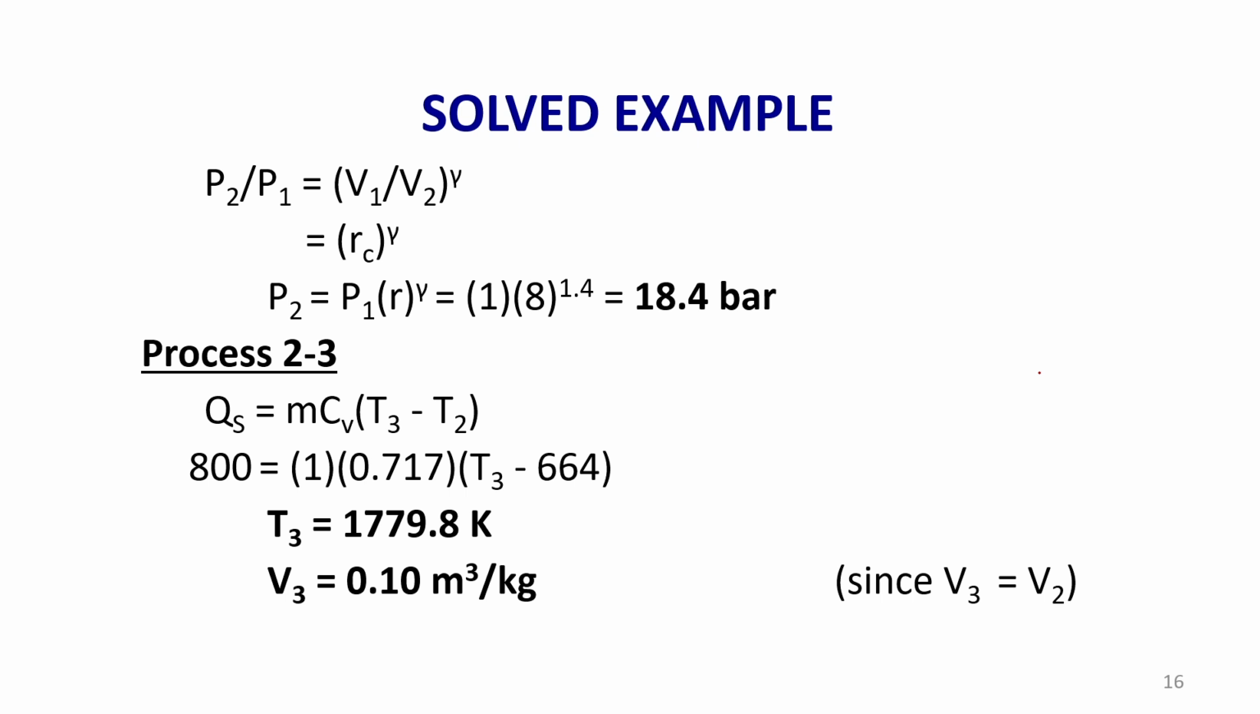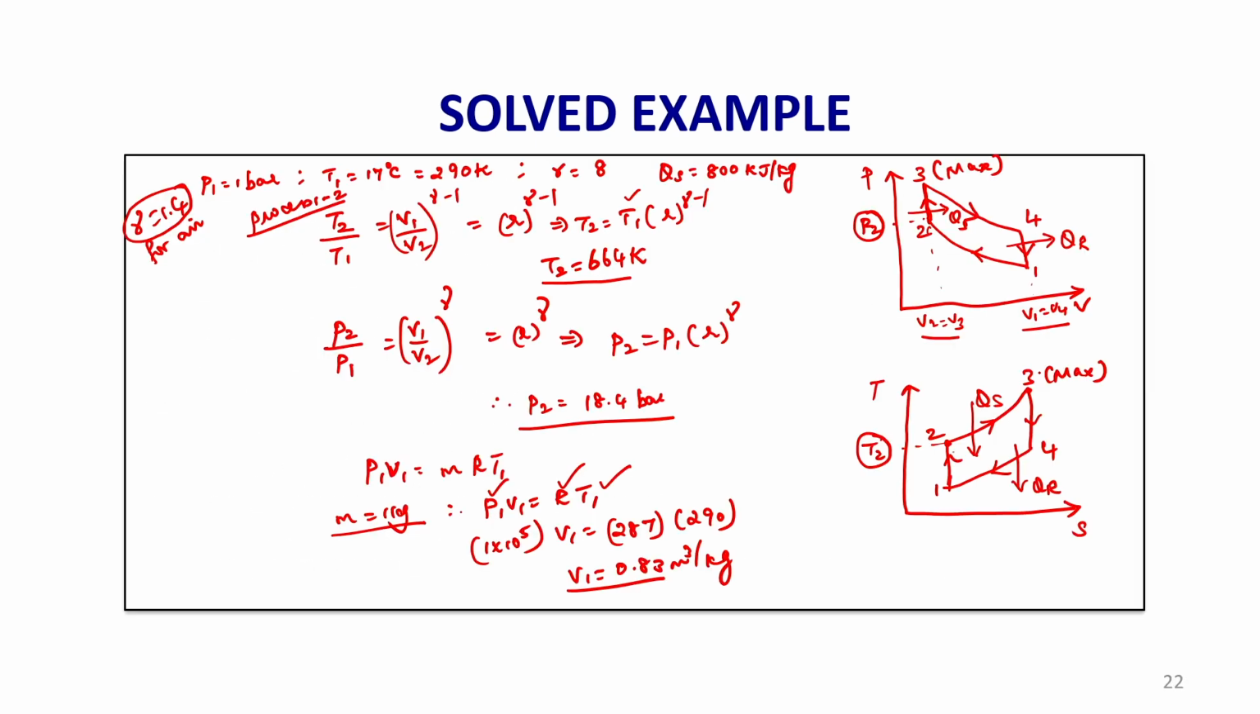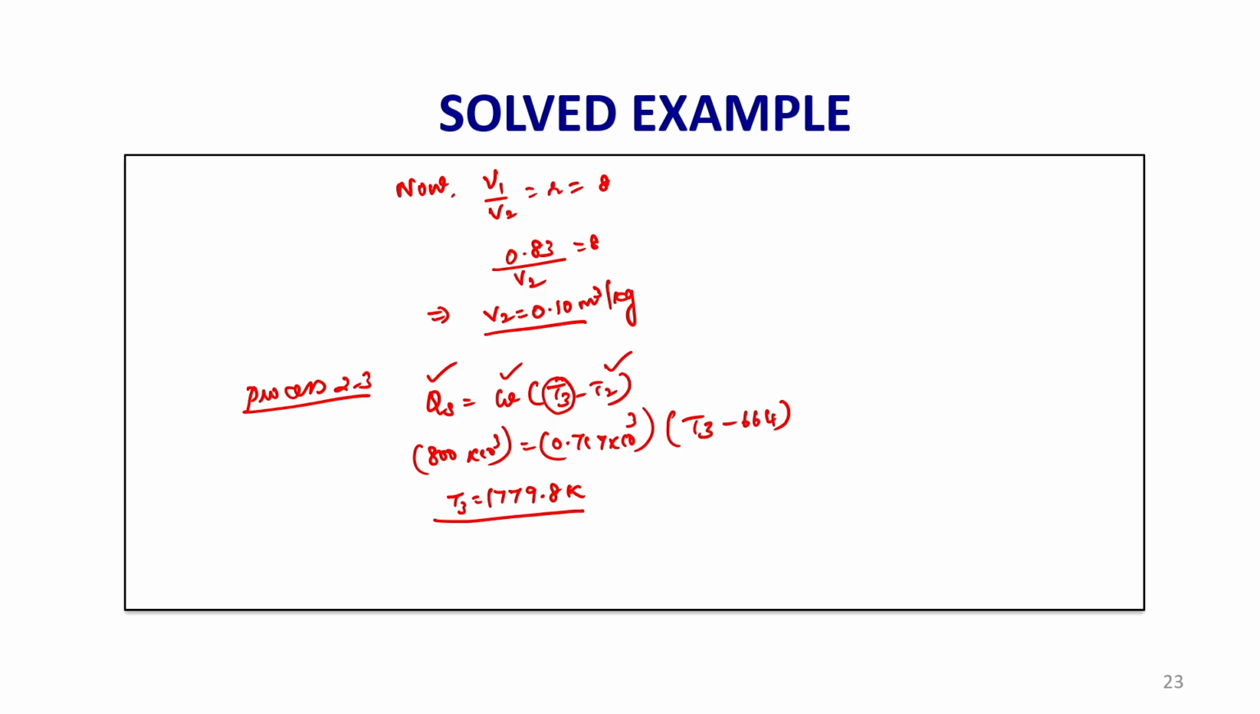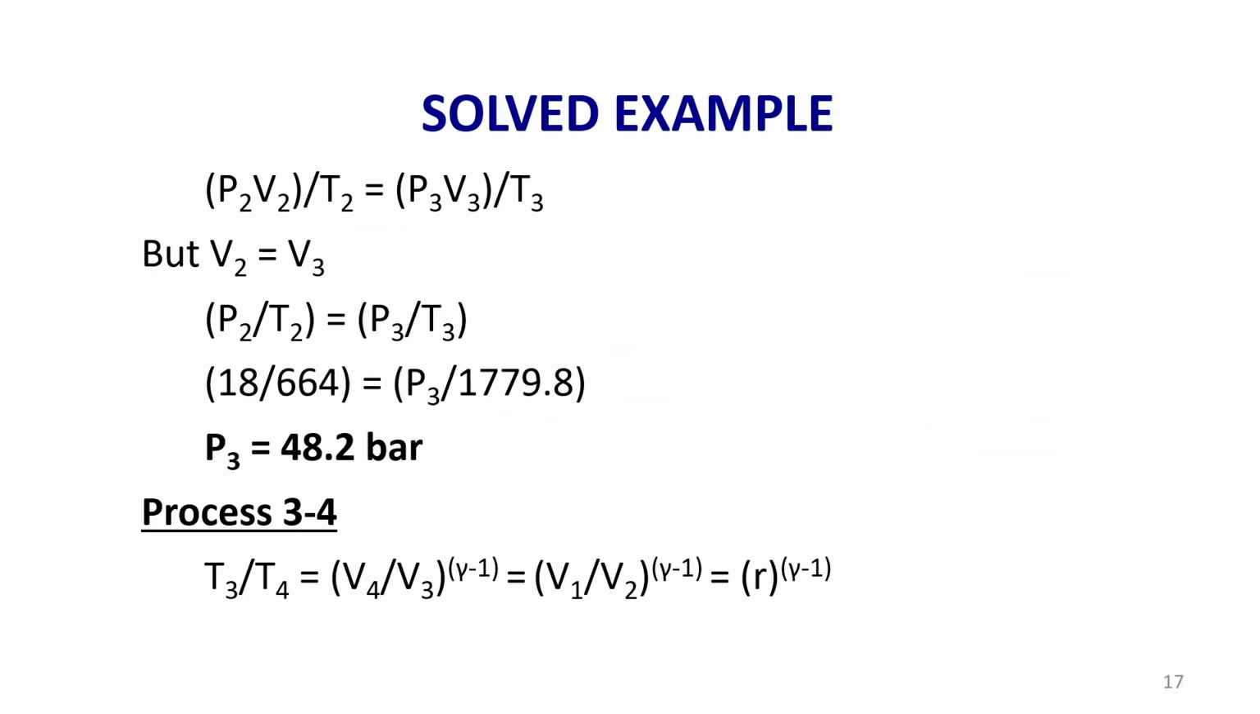And what is the volume at 3? Volume at 3 will be equal to volume at 2, because V2 equals V3, as 2 to 3 is a constant volume process. So, at 3 we have found volume and temperature. The only thing we have to find out is the pressure at 3.